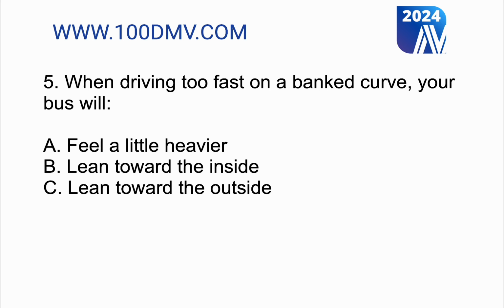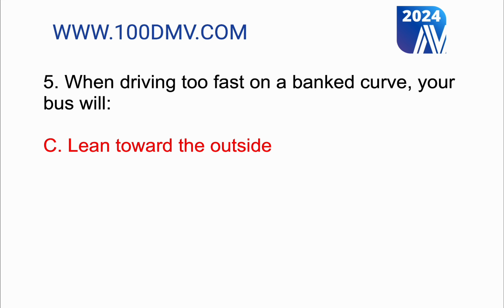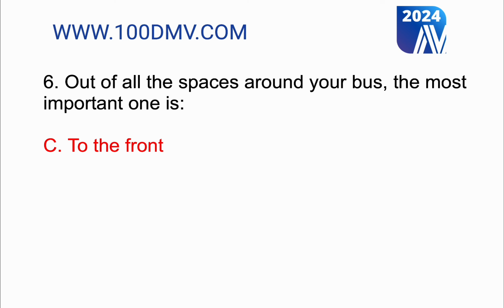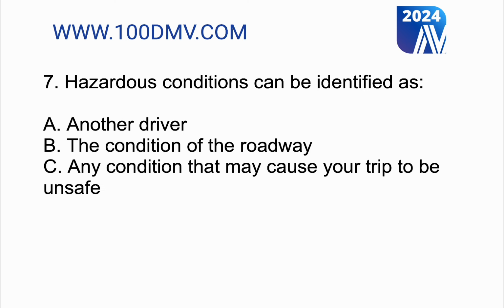5. When driving too fast on a banked curve, your bus will A. Feel a little heavier. B. Lean toward the inside. C. Lean toward the outside. Correct answer. C. Your bus will lean toward the outside. 6. Out of all spaces around your bus, the most important one is A. To the rear. B. On this side. C. To the front. Correct answer. C. To the front.